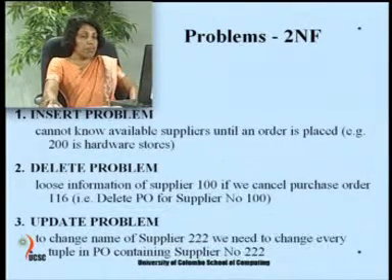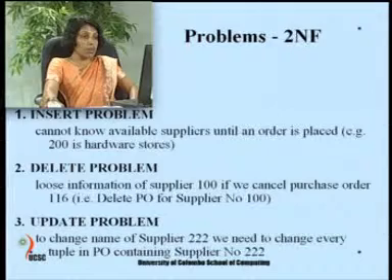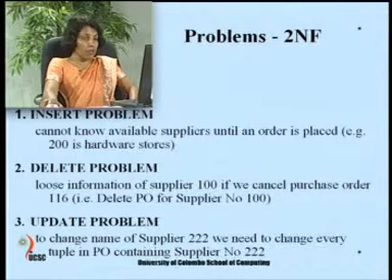So still there are problems associated with second normal form, and it is not adequate for a relation to be only in its second normal form. So what are the problems associated with second normal form?